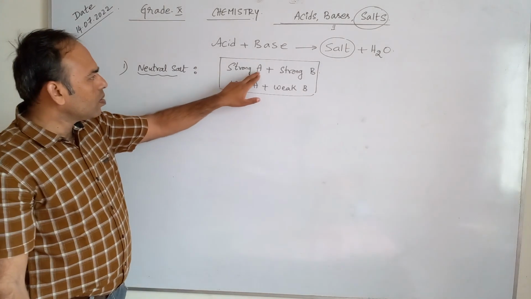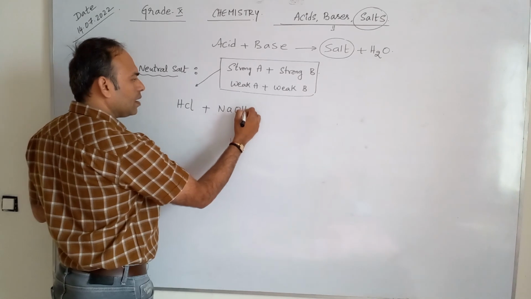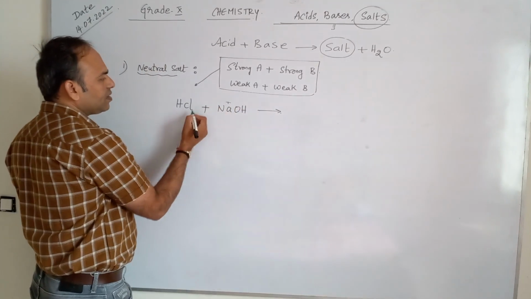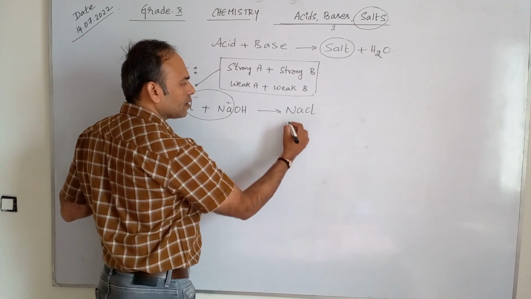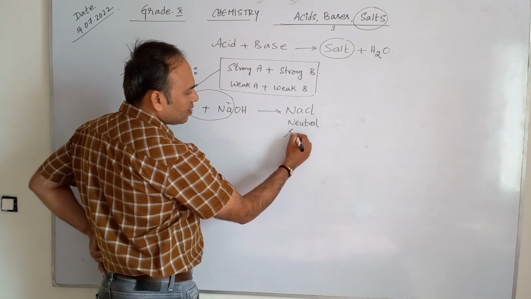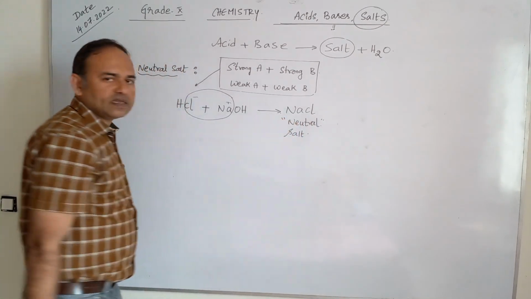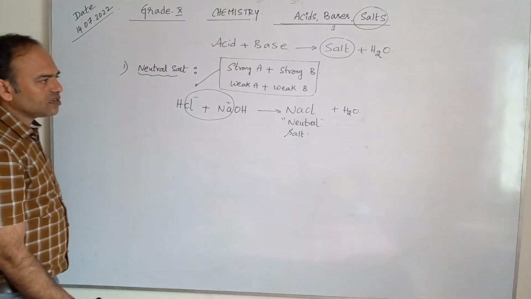I'll write the examples later, but first try to understand neutral. Why is it neutral? Because both acid and base are strong, it is neutral. Both acid and base are weak, it is neutral. Let us take for this example strong acid HCl, strong base NaOH. Now Na is plus, Cl is minus. So the salt is NaCl. So it is known as a neutral salt. It does not have acidic nature or basic nature. The other product is water as usual. Hope you have understood this.